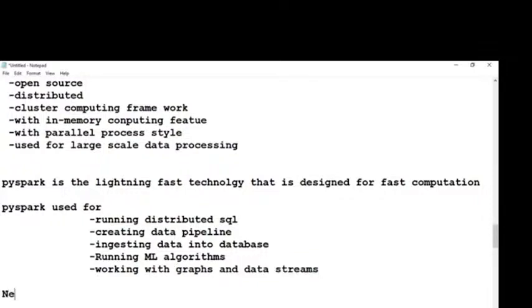So what is the necessity, or need, for PySpark? A large amount of data is getting generated day by day. This data contains some hidden patterns, unknown correlations, market trends, customer preferences, and useful business information. It is necessary to extract all this valuable information from the raw data.